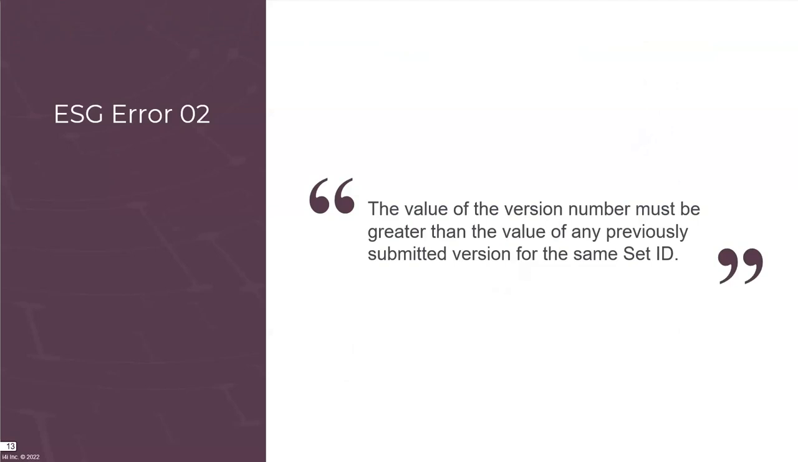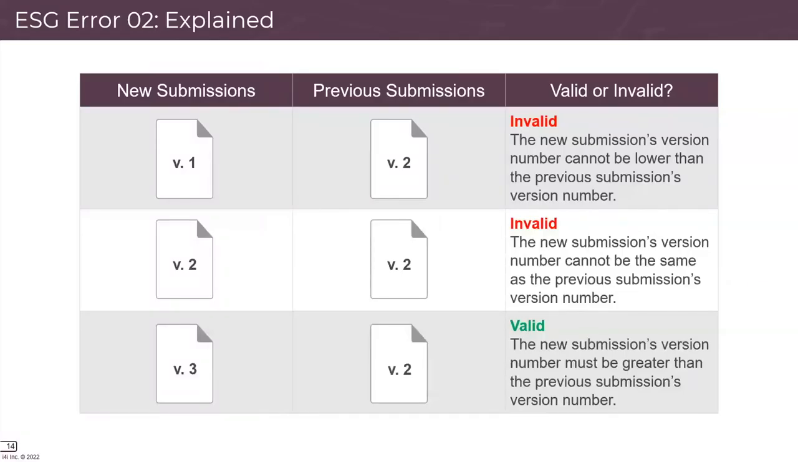If you get an error stating that the value of version number must be greater than the value of any previously submitted version for the same set ID, it's basically asking you to increment the version to the next whole number from your previous SPL document version. Note that it must be a whole number and not a number with decimals. So if your previous submission is at version 2, and you try to submit a lower version or the same version, it's going to fail. You'll need to assure that you submit an incremented version from your previous version.